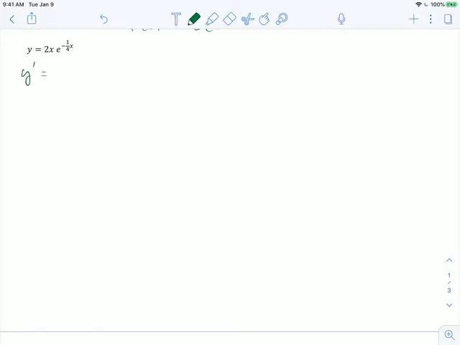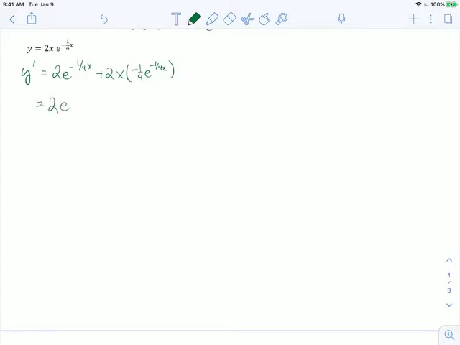I get to use the product rule on this example. So I get 2e to the negative 1/4 x plus 2x times negative 1/4 e to the negative 1/4 x, using the chain rule to calculate the derivative of the second factor there. It looks like I can pull out an e to the negative 1/4 x and even a 2, leaving me behind a 1 minus 1/4 x.